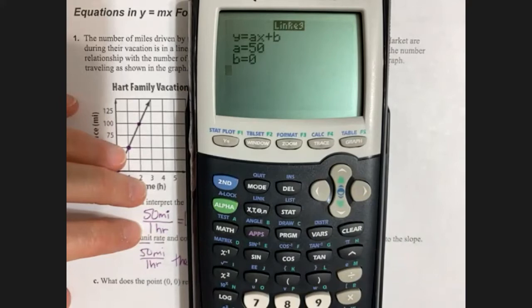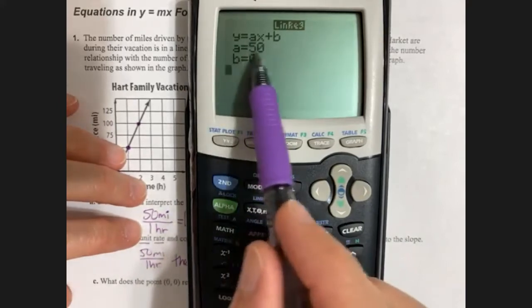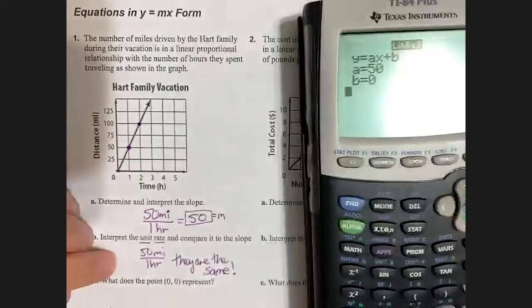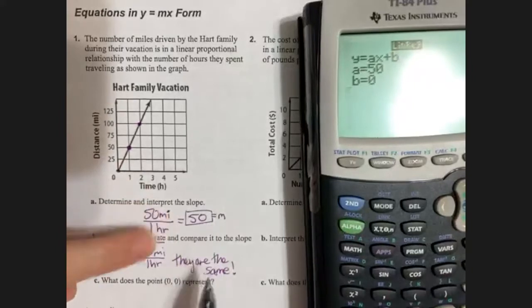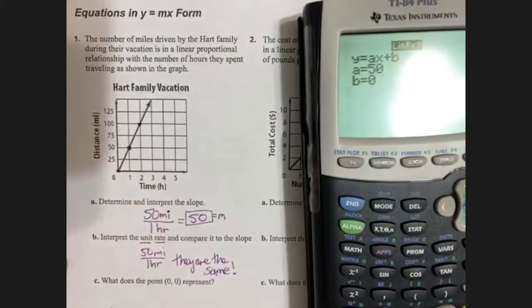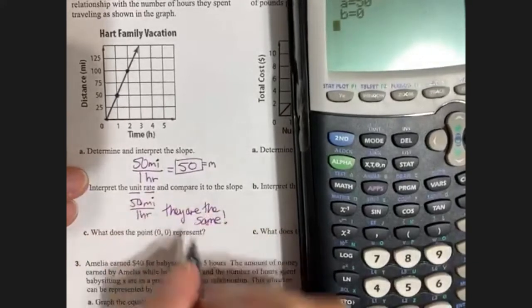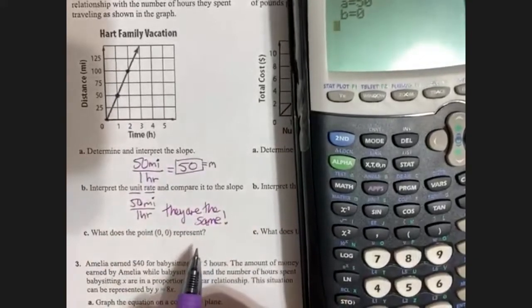And it gives me the linear regression, and it tells me right there, and remember A is slope, so 50 is my slope. And so really the answer to A is just 50, just 50. And here the unit rate would be 50 miles per hour, and they are the same there, the slope and the unit rate.